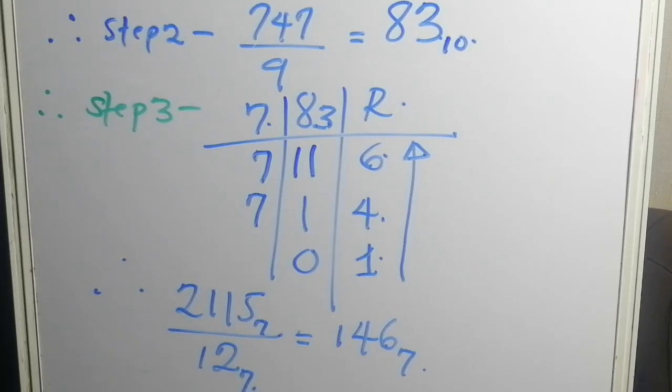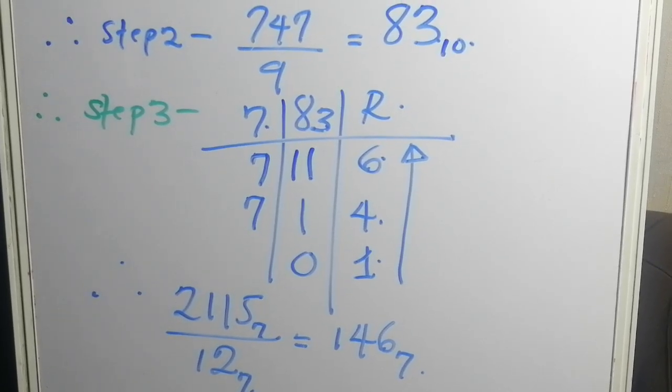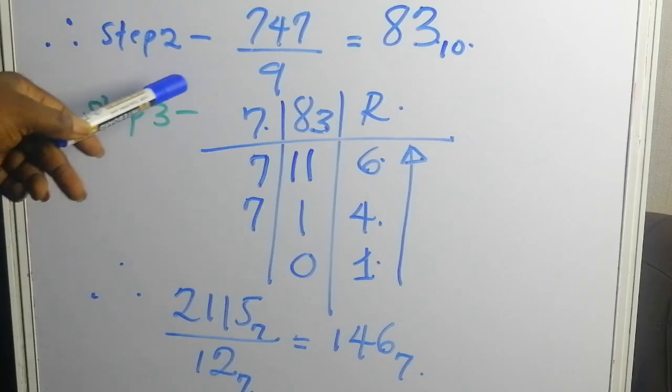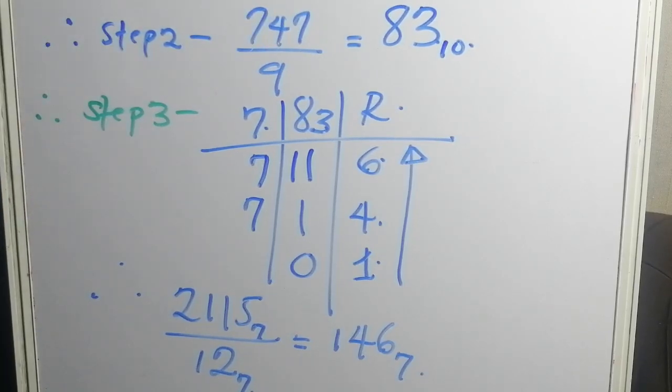Step 1, convert to base 10, which we've done here. Step 2, what's step 2? Divide in usual division. The usual division is done here already, 747 divided by 9, which is 83 in base 10. Step 3.